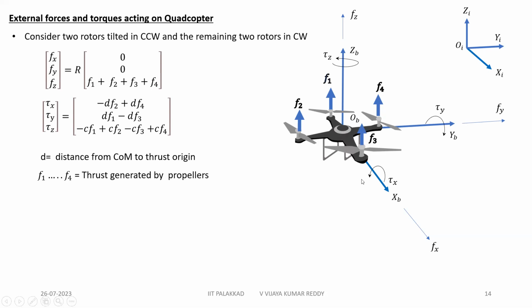Okay, it will act in this direction. If you add all these two forces, it will get the torque tau x in the x direction. Similar to tau y: if you want to move in this direction, tau y around the xb axis, F3 should be reduced and F1 should be increased. Same thing I'm representing here, dF1 minus dF3, right?